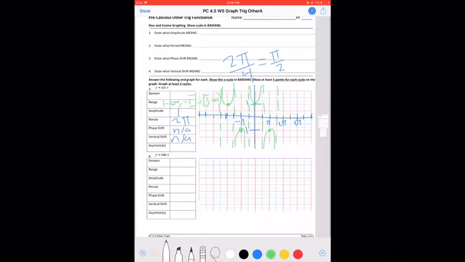Domain is a tricky part. It's where x cannot equal, and then we'll put where our vertical asymptotes are, and here our common difference is half the period, so pi. So we would do pi k, and then we just pick up one of our vertical asymptotes, which I always like the one that we start our period with, which was negative pi over 2.